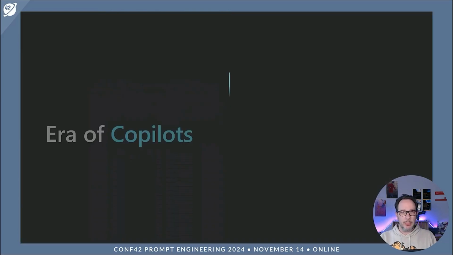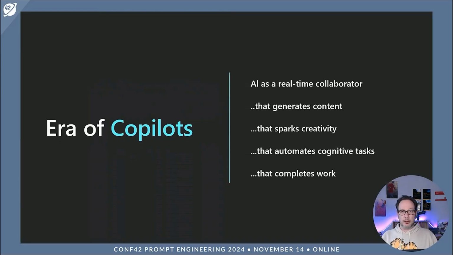Now, we describe it as the era of Copilots. What does it mean? Think of Copilot as that well-trained, well-aware, up-to-date, real-time collaborator for basically anything. So it allows you to generate content. It allows you to literally become that assistant if you want.